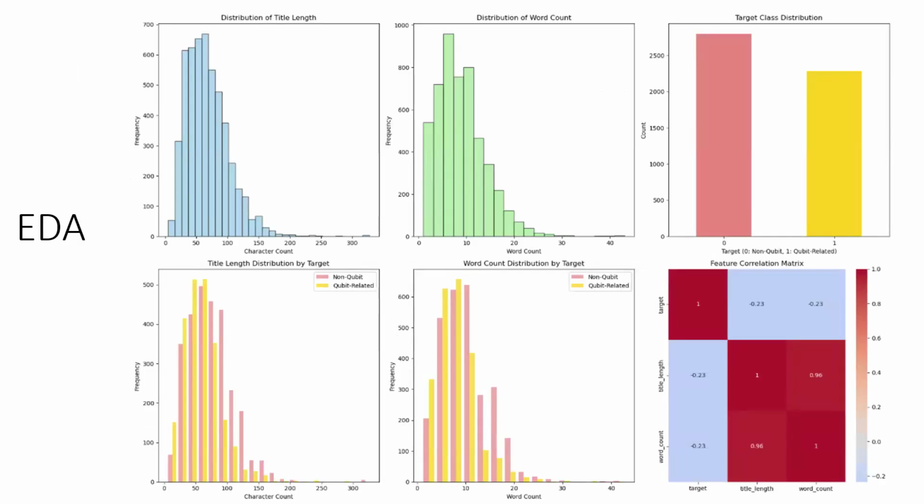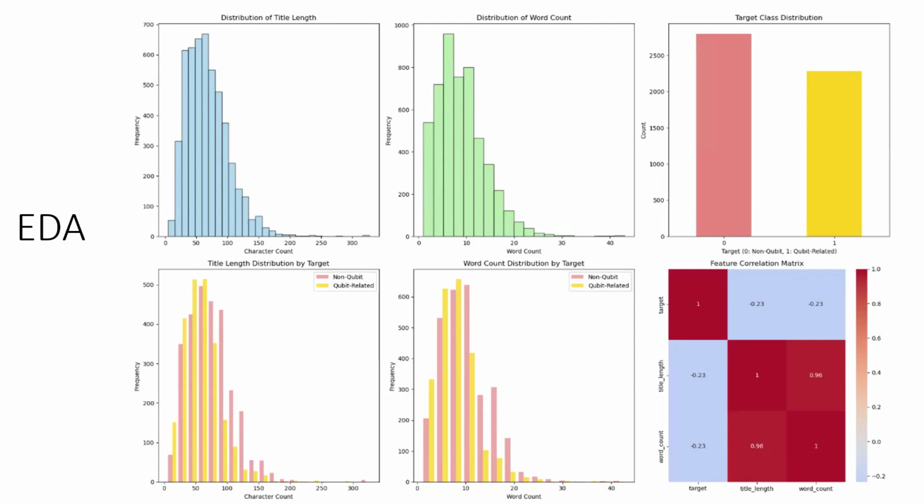So here's a look at the exploratory data analysis. Upper left on the diagram is the distribution of the title length. X-axis is character count, y-axis is frequency. We can see we've covered most of the documents, probably the 95th percentile, somewhere around 150 characters. But the long tail goes out quite a bit, and we've got some titles that have over 300 characters. Same kind of thing for distribution of word count in the middle there. About 20 words is probably the 95th percentile, but we've got the long tail that goes out over 40 words for a title.